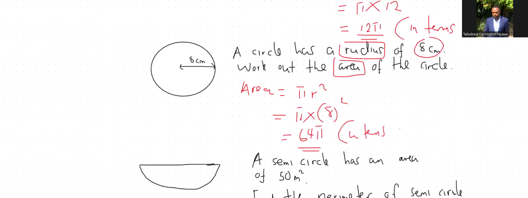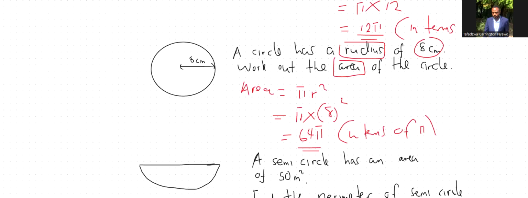If they wanted us to leave our answer correct to one decimal place or two decimal places, I would just say 64 times pi, and then I'd get my answer to one or two decimal places. But in this case, I'm just going to leave my answer in terms of pi. So it's very important to listen to what the question wants you to leave your answer in.